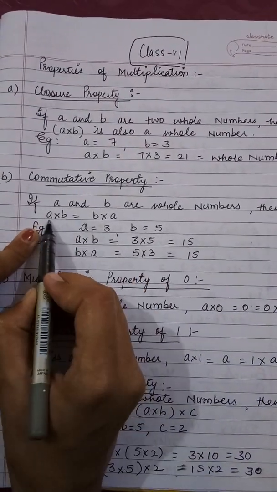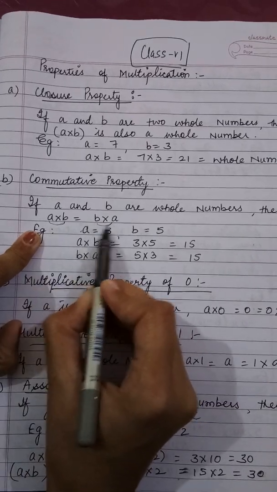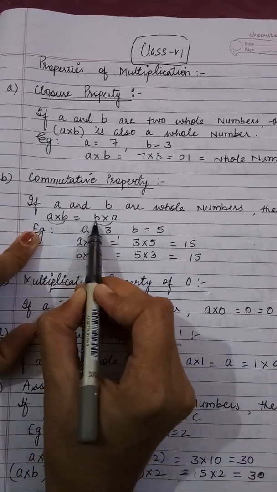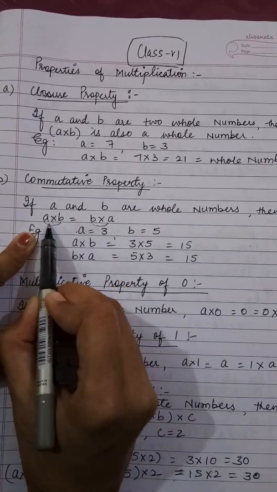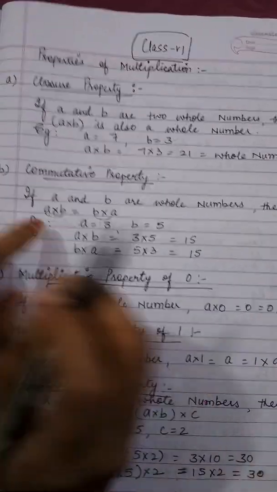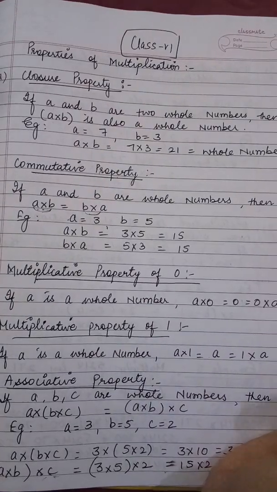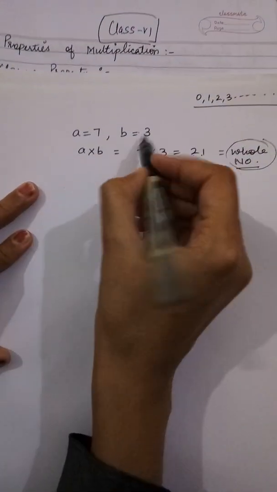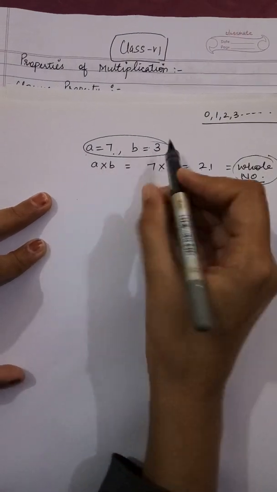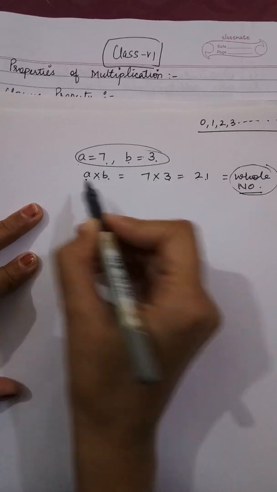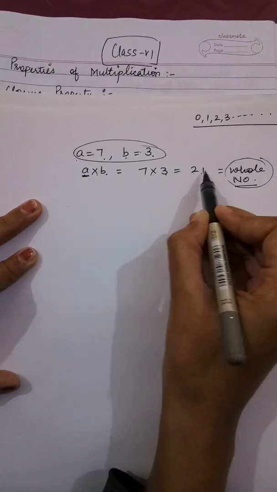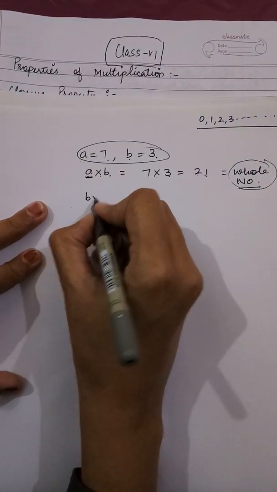Then we will say that if I interchange their positions also, instead of a I'll write b, and instead of b I'll write a, my answer after multiplying them will come the same. Now let us take the example of this, what it is saying. Let us take this example only. I have taken a as 7 and b as 3. Now if I multiply a into b, firstly I am taking a. Now what is the answer? 21.